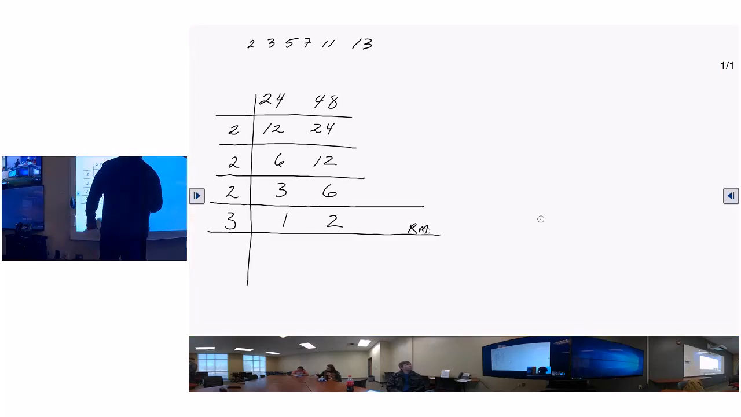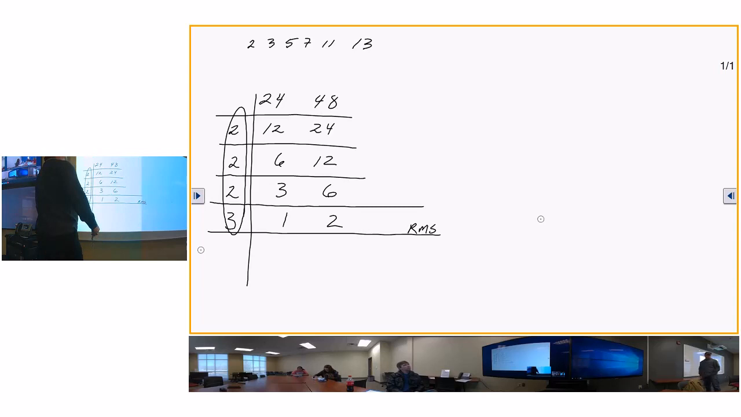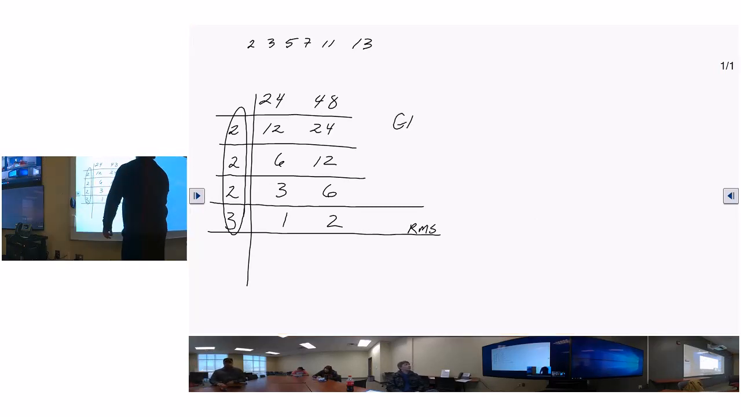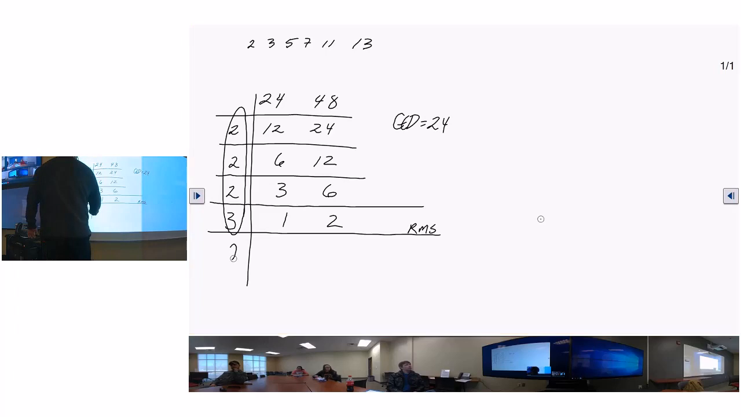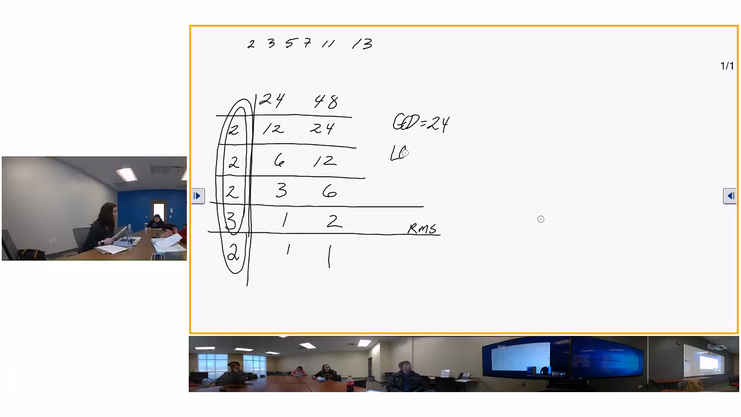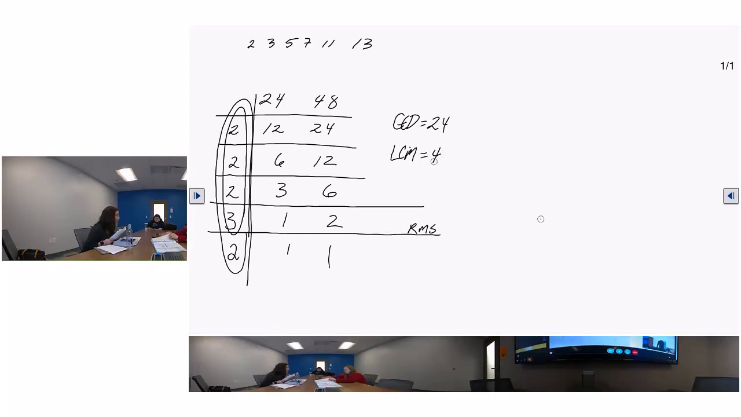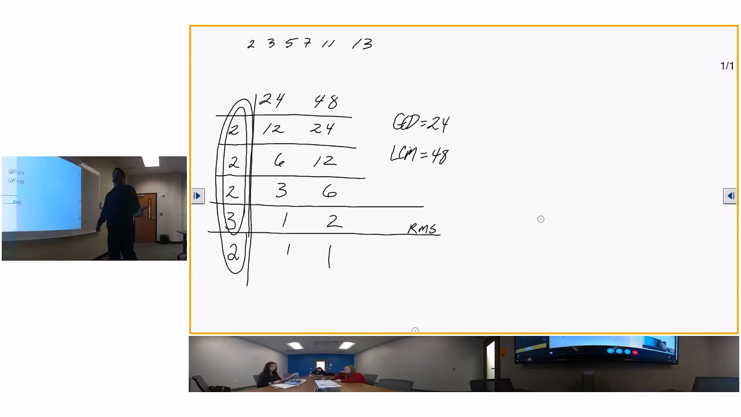And there's where the real math stops. So this is your greatest common divisor, which is 8 times 3, which is what? 24. So our greatest common divisor is equal to 24. And then, of course, divide by 2. 1 and 1. So 48 is your least common multiple. All right, so that's 5.1.